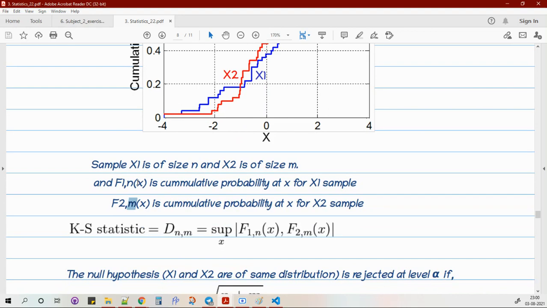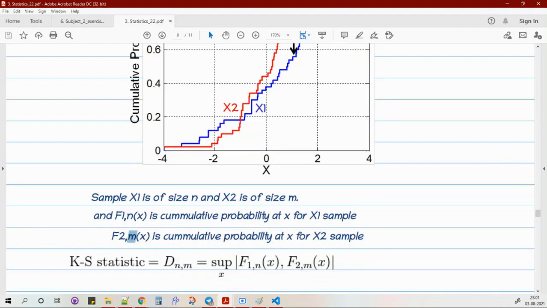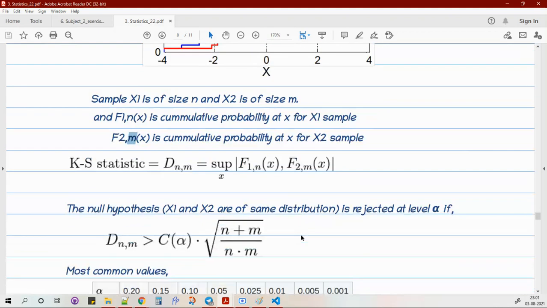So F1,N(x) and F2,M(x) are cumulative distribution functions. It should be cumulative, and density is made up of probability. Now this KS statistic D_N,M is the deciding parameter to reject the null hypothesis.